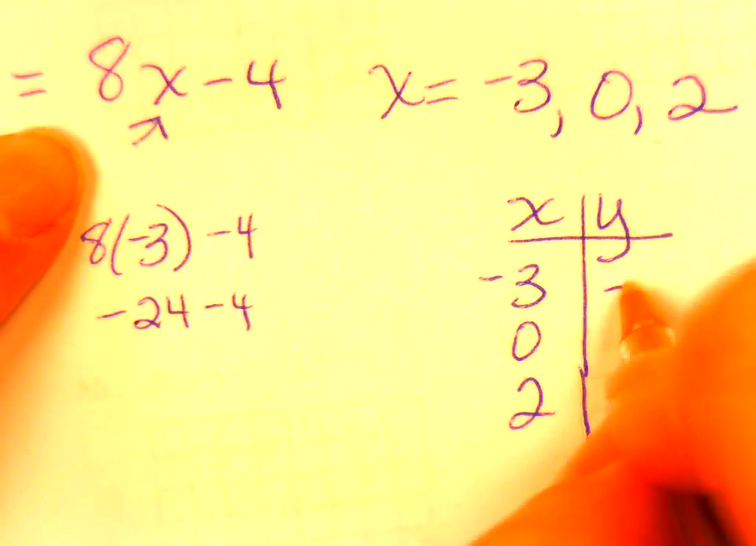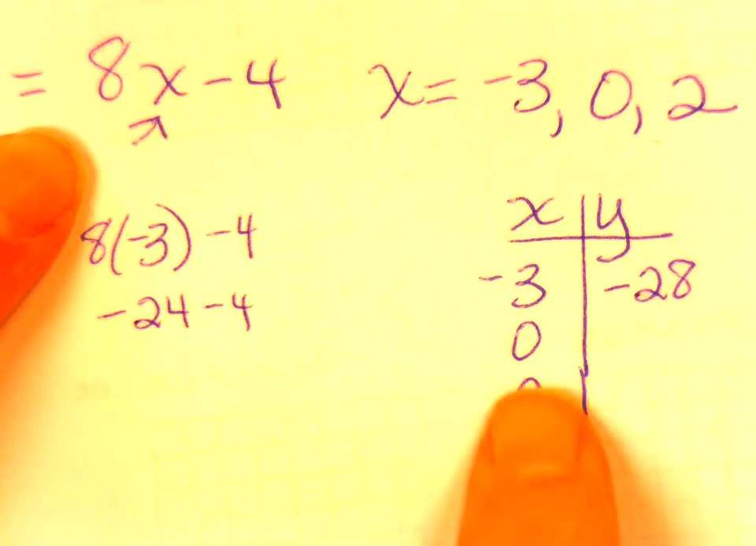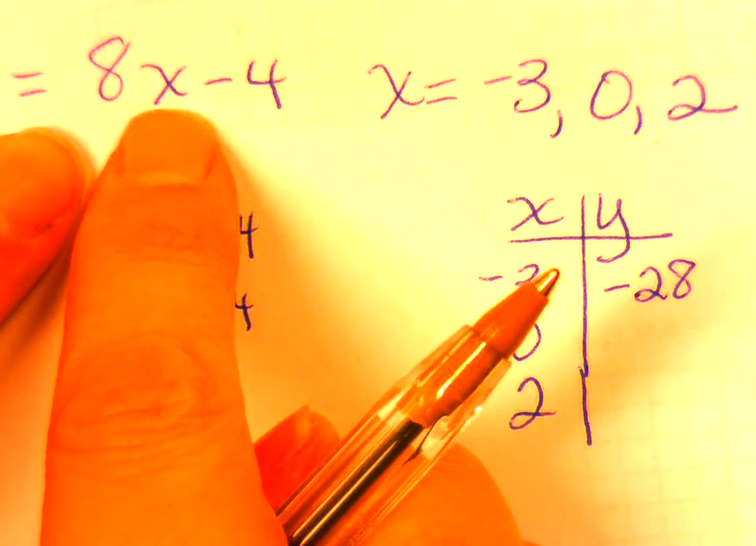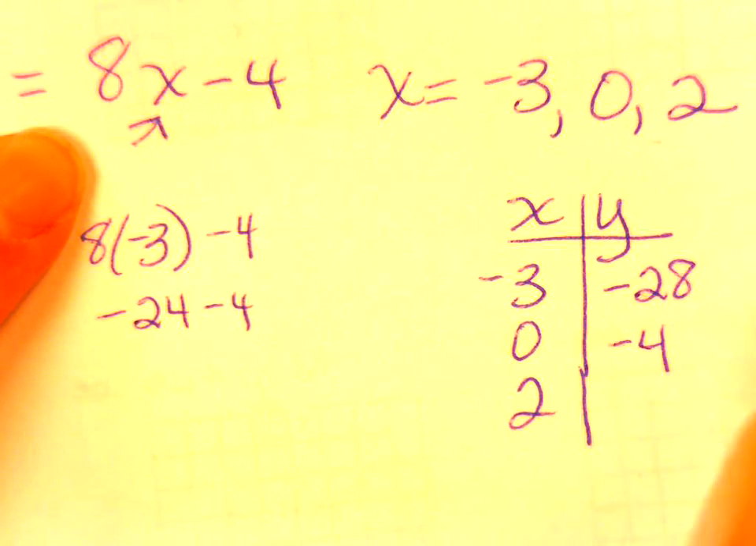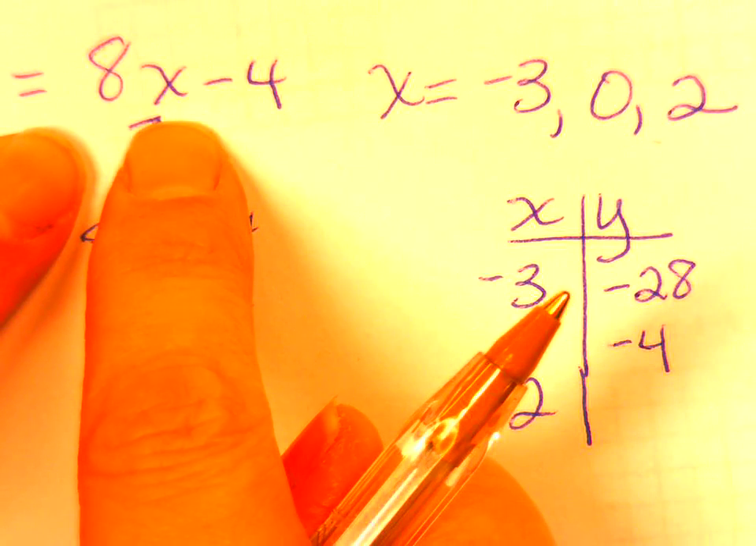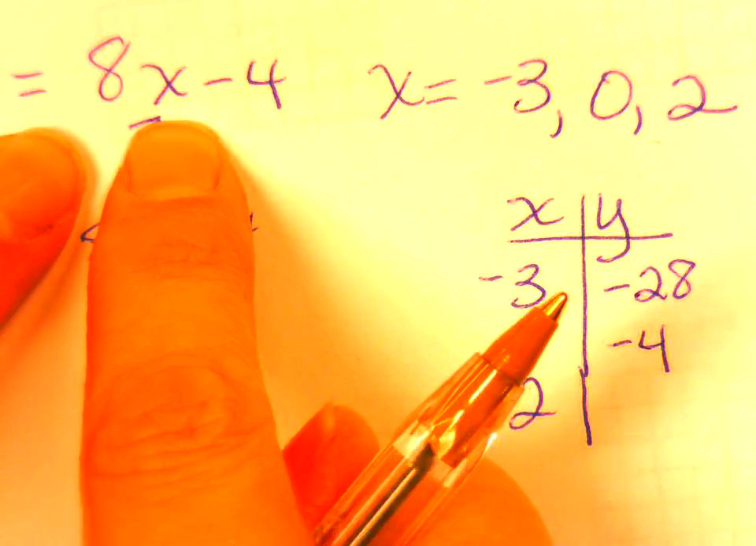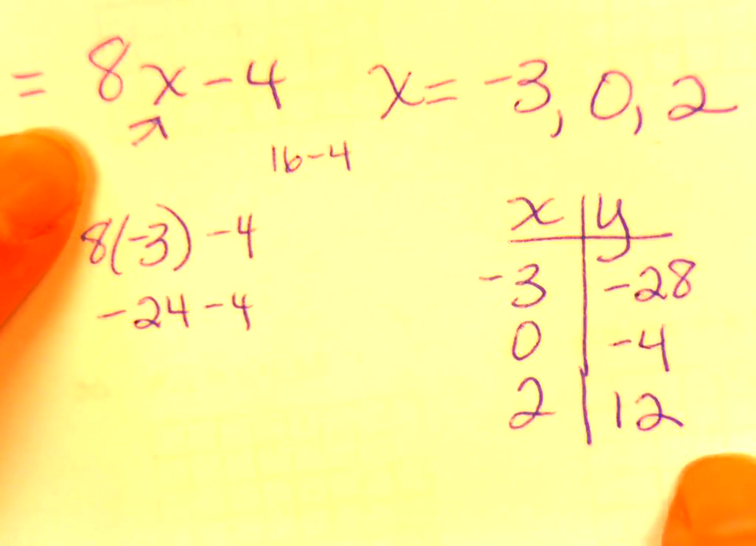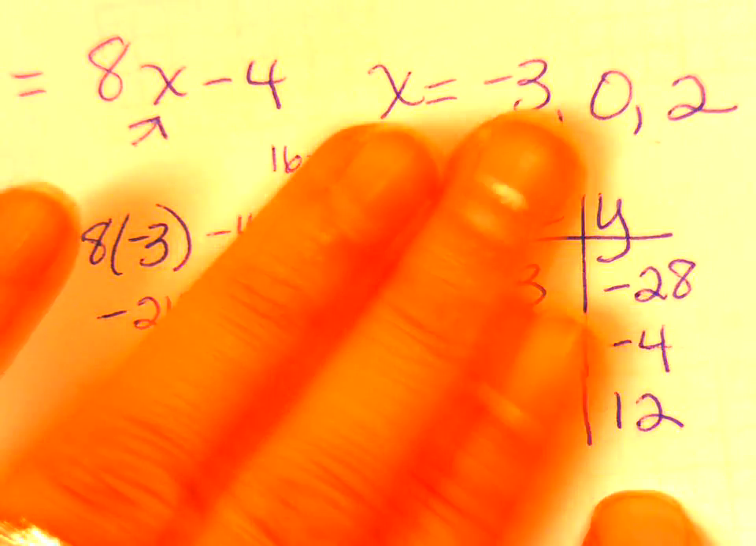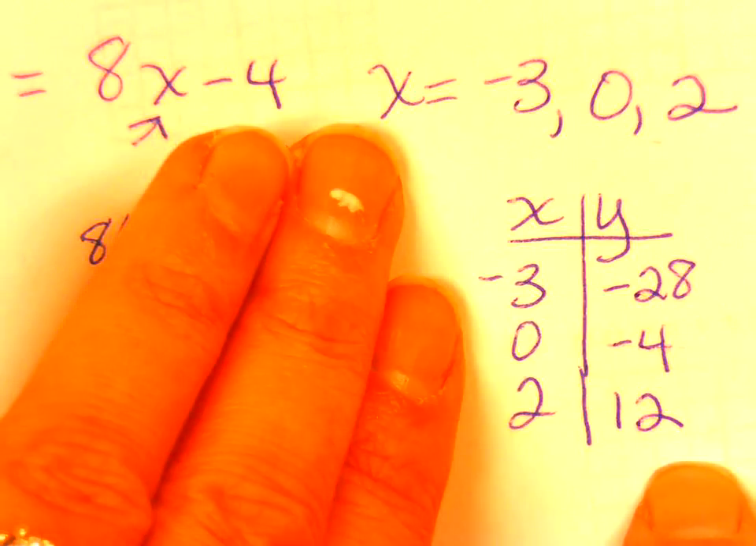Plug in 0 right here. So 8 times 0 is 0. Minus 4 is -4. And if I plug in 2, 8 times 2 is 16. 16 minus 4 would be 12. So those would be your 3 answers. Okay? And sometimes the book is just going to have 3 answers here. Sometimes it's going to have them as ordered pairs. You have to know each of those is okay.